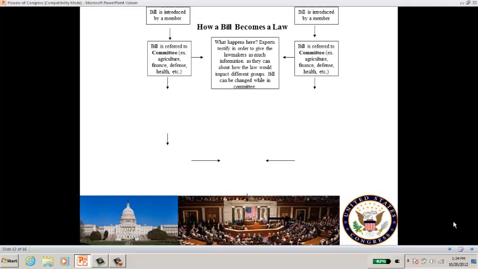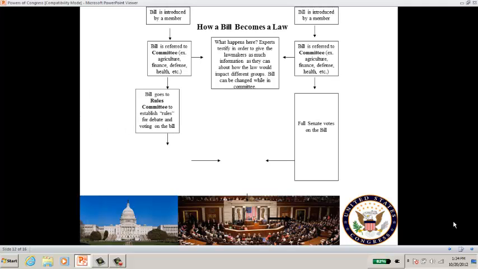Once a bill is voted out of committee, this is where there's going to be a difference between the House and the Senate. In the Senate, they immediately vote on the bill. Granted, they have to pass that filibuster measure. They have to get a cloture motion to get 60% of the Senate to agree to it, and then they can vote on it.